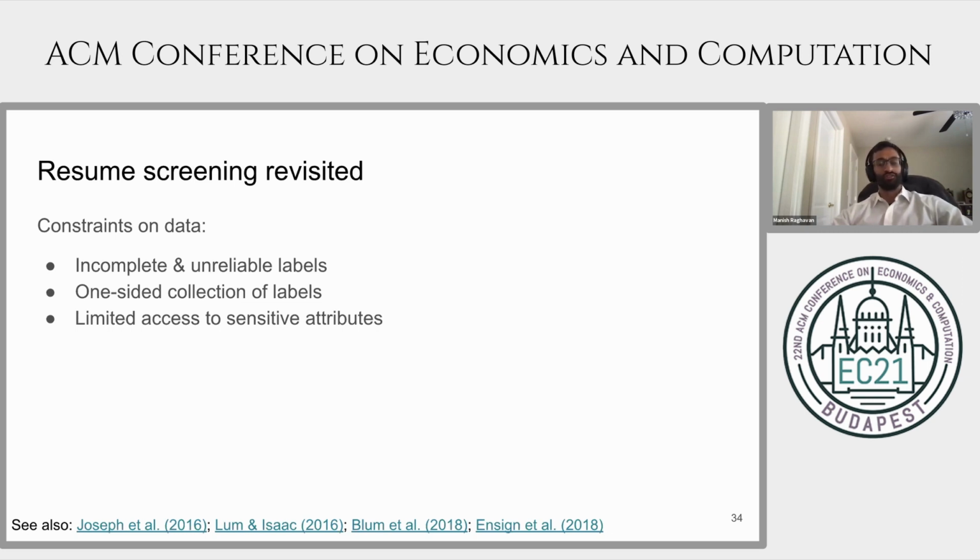We also have one-sided collection of labels, right? We don't get labels from people who got screened out by this resume screener. One thing that might suggest from a technical perspective is you might need constant built-in randomization and exploration in order to learn about people that you thought were unqualified. And there's a line of work on considering questions of fairness in online learning problems. Some of those references I've included at the bottom here.